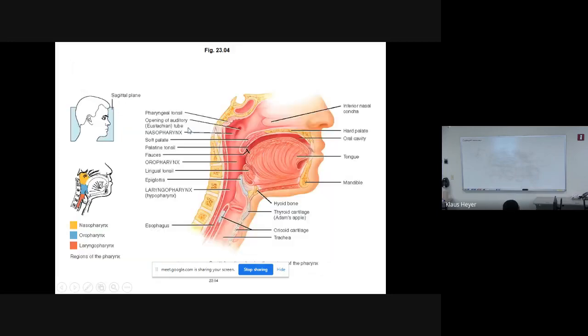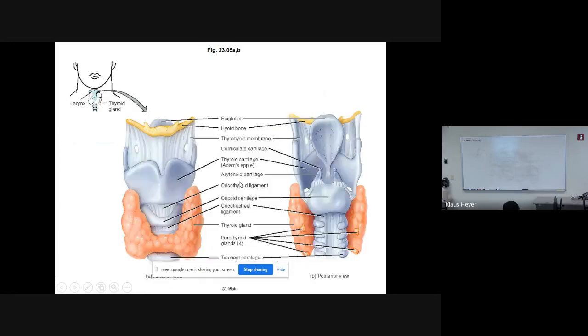Let me just go back one slide. Here's the epiglottis. So you can see how it'll close. The epiglottis will close here and block the trachea. That's more important when we get to the digestive system. But anyway, it's part of the larynx. So here's the thyroid cartilage. So the Adam's apple is the thyroid cartilage.